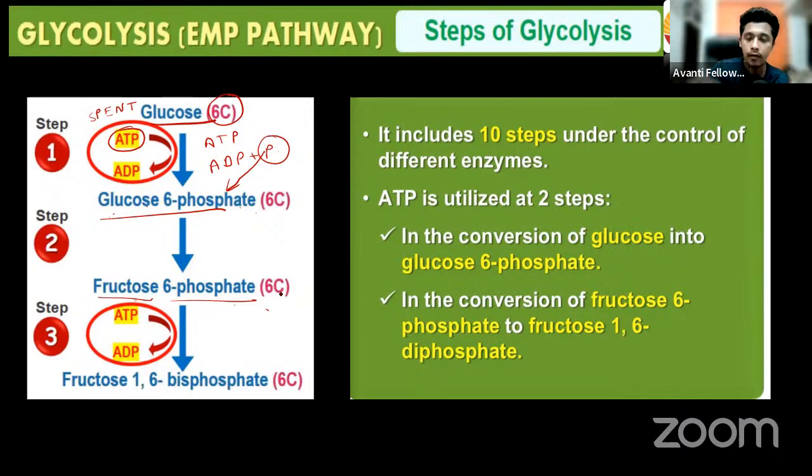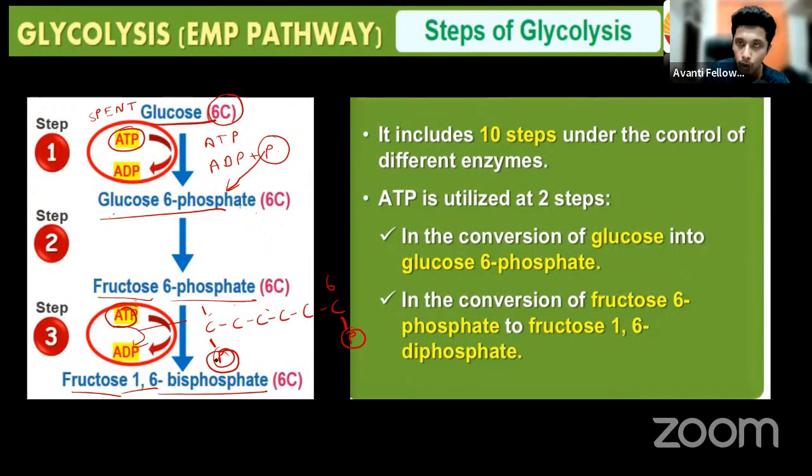Why are we spending one more phosphate molecule? Because I told you fructose is also made up of 6 carbon atoms: 1, 2, 3, 4, 5, 6. Initially, we had one phosphate molecule at the 6th carbon atom. Now again we are adding one more phosphate molecule at the 1st carbon atom. So, 1, 6. Got it? So fructose 6-phosphate is converted into fructose 1,6 bisphosphate. Again the ATP is spent and ADP is generated, and through ADP we get one phosphate molecule. Got it?